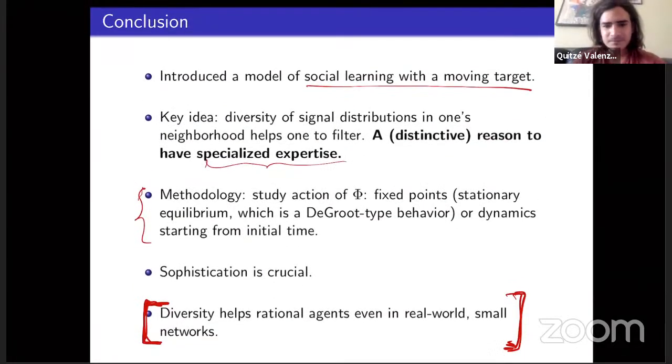Hello. Go on. Yeah, so you emphasized a lot the heterogeneity in the signal distributions. I wonder if, in some sense, heterogeneity in the network structure of the groups that I observe could substitute for this. Think of me observing just two different groups, but within these groups, there's very different structure. Whether this could help. What do you think, Krishna?